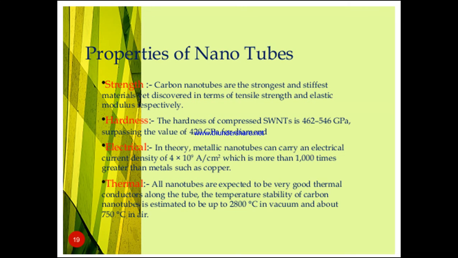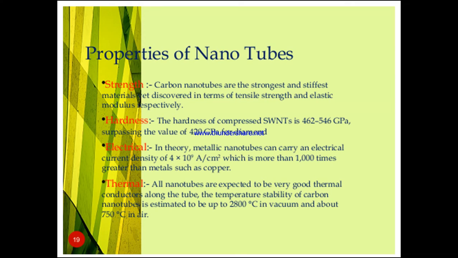Properties of nanotubes. I have told you it has high strength, high hardness, and electrical and thermal properties. Carbon nanotubes are the strongest and toughest material discovered in terms of tensile strength and elastic modulus respectively. When we talk about the hardness of compressed single-walled nanotubes, it is 426 to 546 gigapascal, surpassing the value of 420 gigapascal for diamond. So it can cross the strength of diamond. It is harder than diamond.